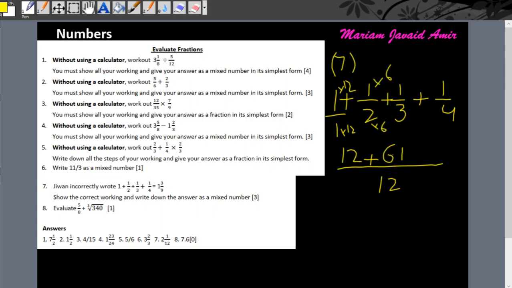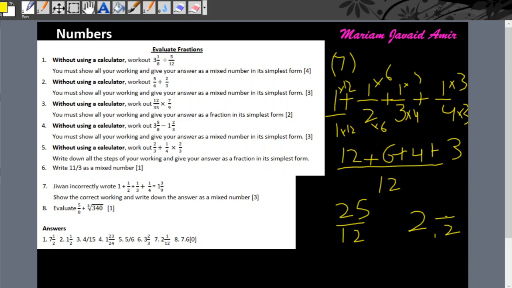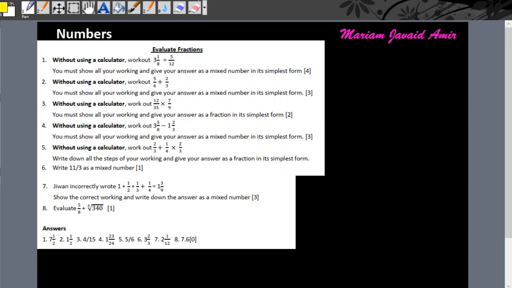plus 6, then 4 and 4, so plus 4, and plus this has to be multiplied with 3 to make 12, and then 3, so plus 3, which gives us 12 plus 6 plus 4 plus 3 is 25. So we're getting 25 over 12. We have to give the answer in mixed form, so 25, 12 twos are 24, and then if we subtract these, 24 and 25, we get 1, so the remainder would be 1.